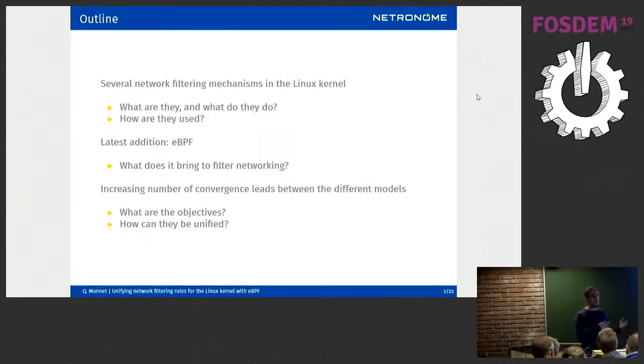So the first part is a short refresher about the mechanisms we have for this, and then to see what the impact of eBPF, which was added maybe more recently than other mechanisms, is on this filtering. And also I would like to speak about a certain number of leads for convergence between these different models, like how can we maybe use BPF to make things easier with other filtering mechanisms. So what do we have here to try and benefit from the best of each solution?